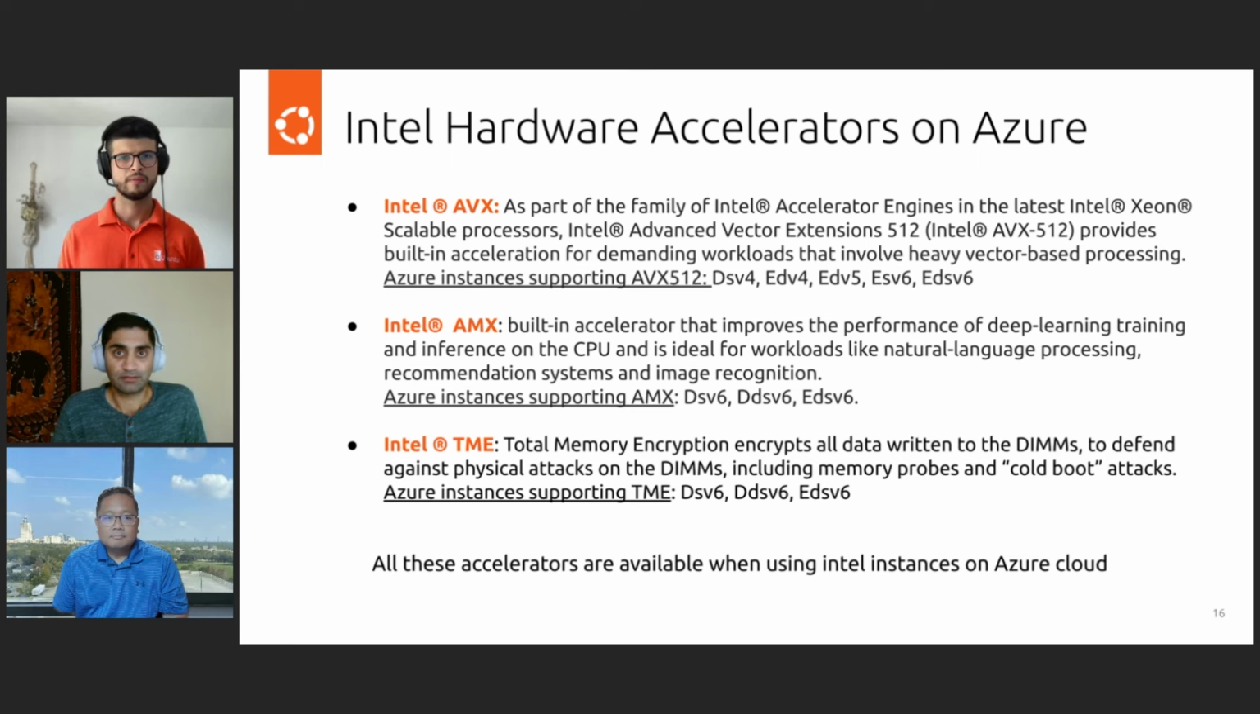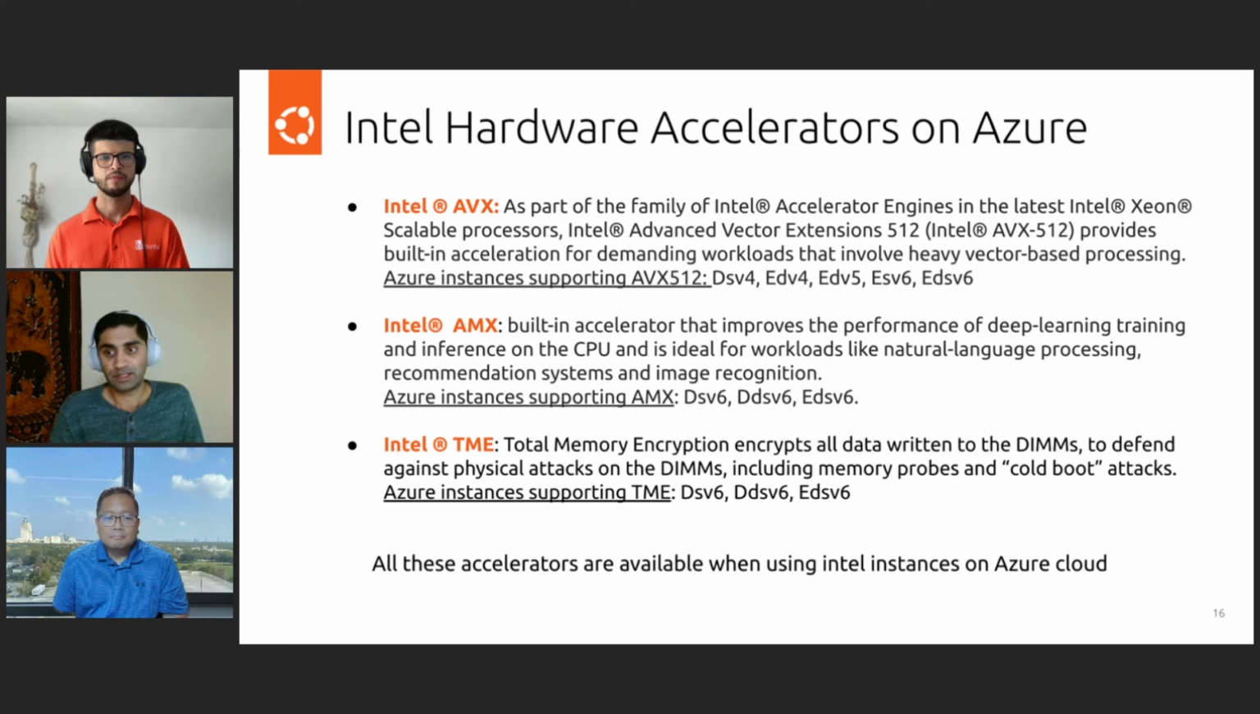And you can see on Azure, they are available on a wide variety of instances, such as the DSV4s, EDV4, EDV5s, ESV6, and EDSV6. So all of these instances will allow you to use the accelerator. There is no extra work that a customer would have to do. All you have to do is go to your public cloud, such as Azure, pick the instance family you want, and just write your application. There's no custom changes needed. Also to note, these accelerators are available for applications written in various languages, such as Java, C++, or your favorite language of choice.